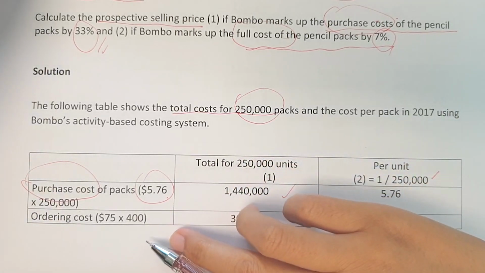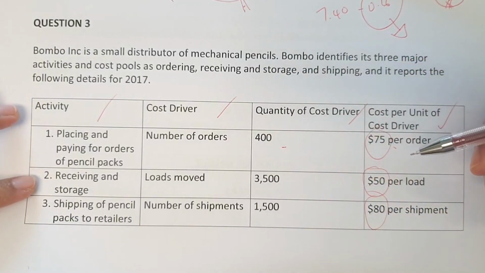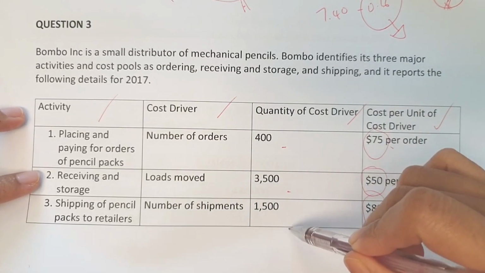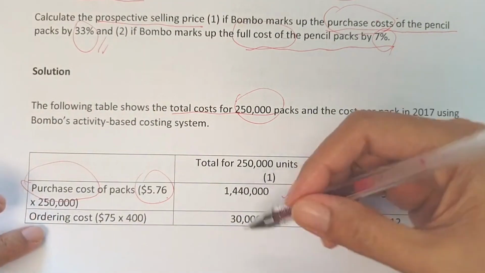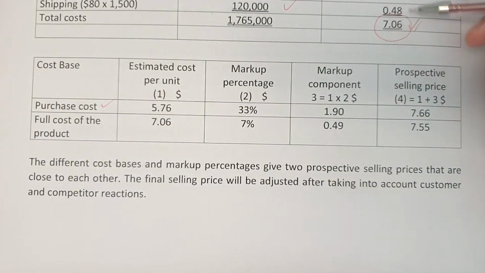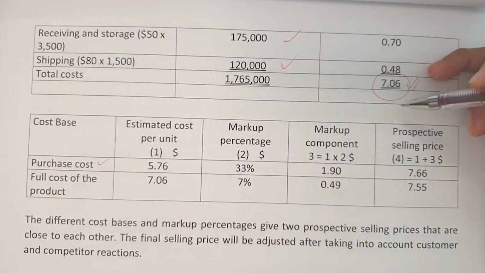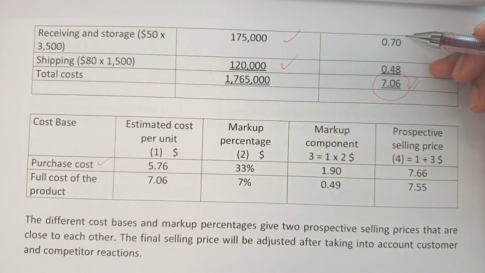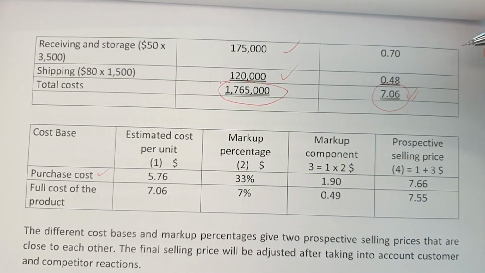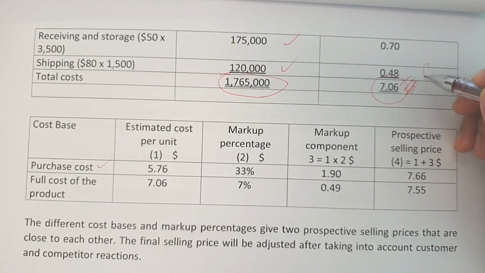Ordering cost 75 times 400. Alright, 75 times 400, that is for ordering costs. For receiving and storage 50 times 3,500. For shipment 80 times 1,500. So we already can get this figure and this figure and this figure, and for this item, that is the per unit, we have to divide this by 250,000. Alright, so now the total cost is this 1,765,000. The total cost per unit is 7.06. Alright, this is the full cost.